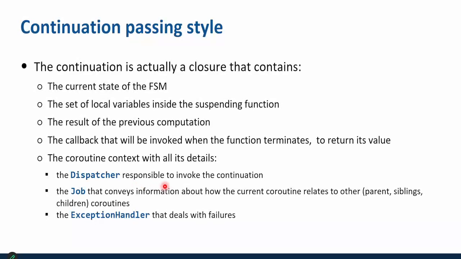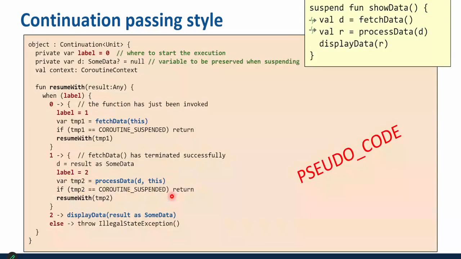So you have the dispatcher, the job, and the exception handler eventually to propagate. Let's see an example from a lightweight snippet of code of how this transpiling will operate. Beware that this is actually just pseudocode. The real code is much more complex, let's say, unreadable from the human point of view, but you can look for yourself.